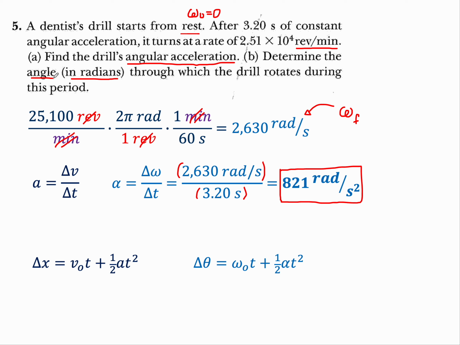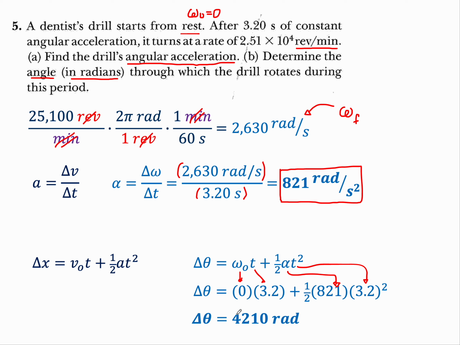Delta theta equals the initial angular velocity times time, plus 1/2 times the angular acceleration times time squared. Plugging in what we know, the initial angular velocity is 0, the time is 3.2, alpha is the number we just found, 821, and again time 3.2 squared. Solving this, we'll discover that it rotates through 4,210 radians. And yes, we could convert that to revolutions by dividing by 2 pi, but all they're looking for in this case is the angle.